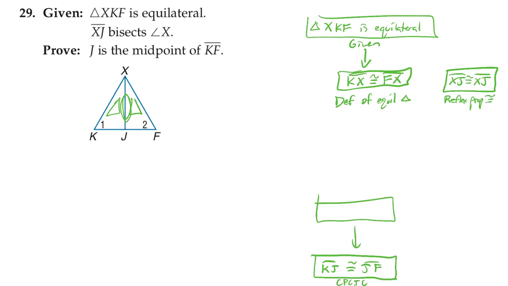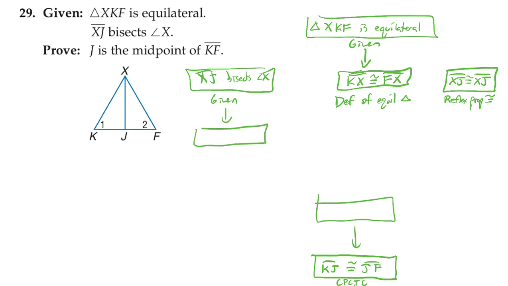Okay, and then let's look at this other one. What's the third piece? Well, remember the other given. The other given is that XJ bisects angle X, right? So that was given. And what that tells us is, by the very definition of an angle bisector, that angle KXJ is congruent to angle FXJ. And that's by the definition of an angle bisector.